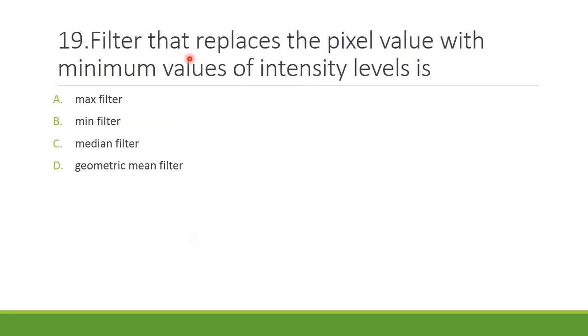Next question. Filter that replaces the pixel value with minimum values of intensity levels is called option A max filter, option B min filter, option C median filter, option D geometric mean filter. The correct answer is option B min filter. So here the pixel values are replaced with minimum values of intensity levels.